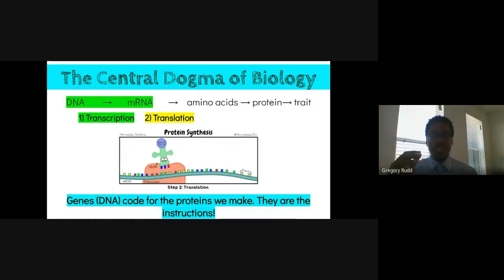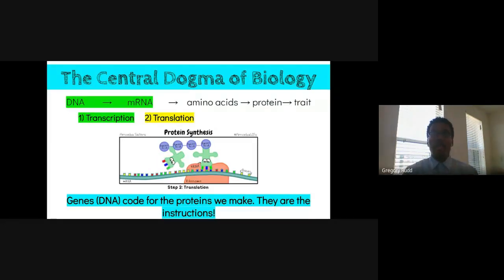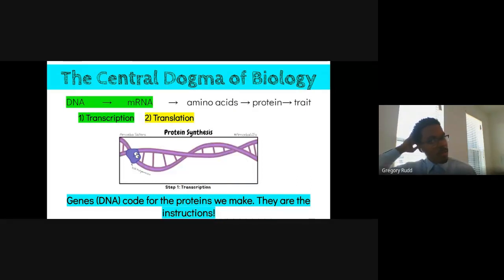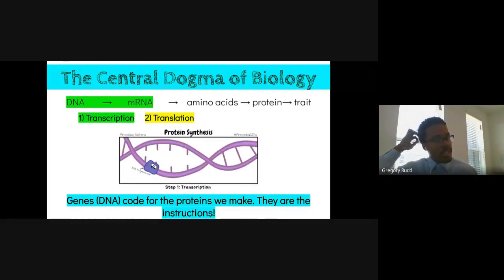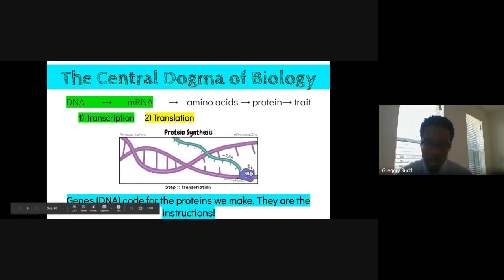So genes, the DNA, code for the proteins we make. This is the central dogma of biology. Your genes, your DNA, are the instructions to make proteins. Please write that down. The central dogma of biology is that genes code for the proteins we make. They are the instructions.